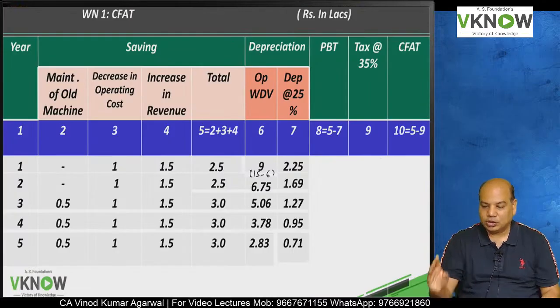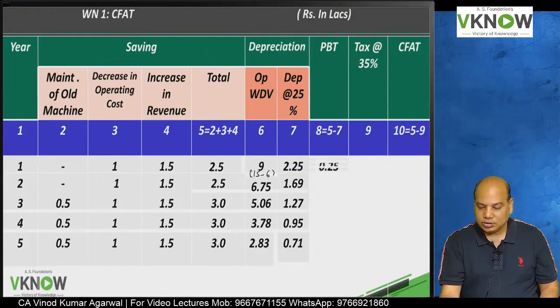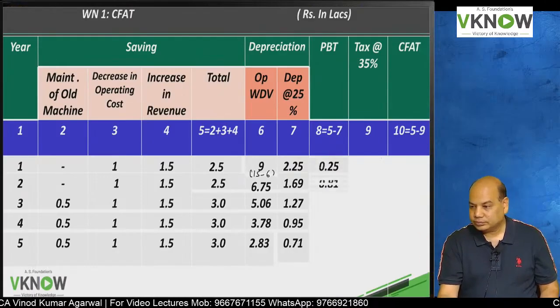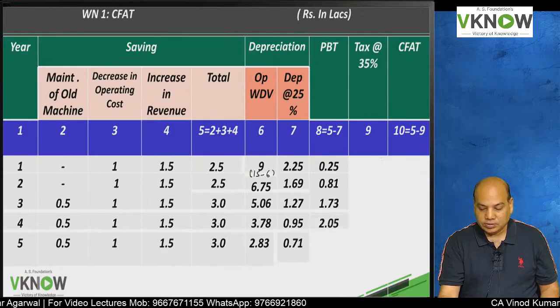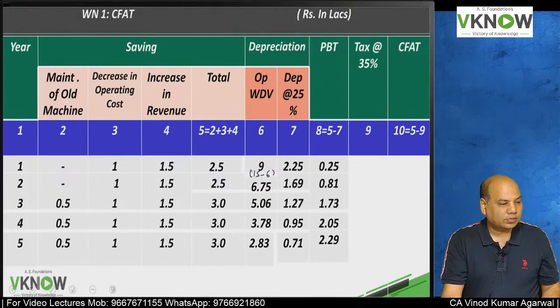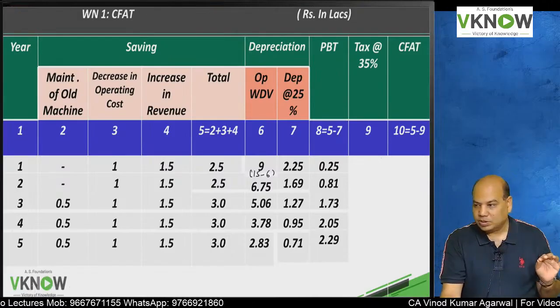Okay, now PBT column: number 5 minus 7. Please respond fast. 0.25, 0.81, 0.1, 1.73, 2.05, 2.29, 2.29. Now PBT is over.